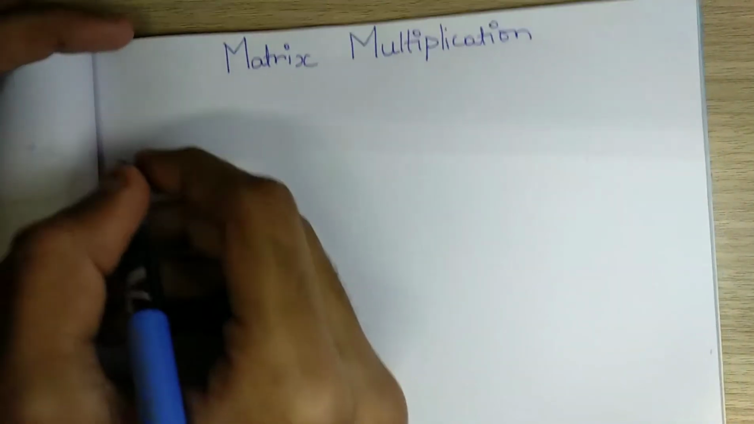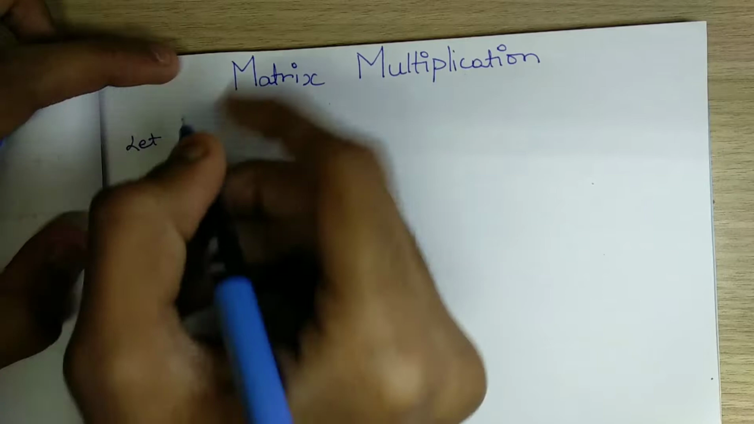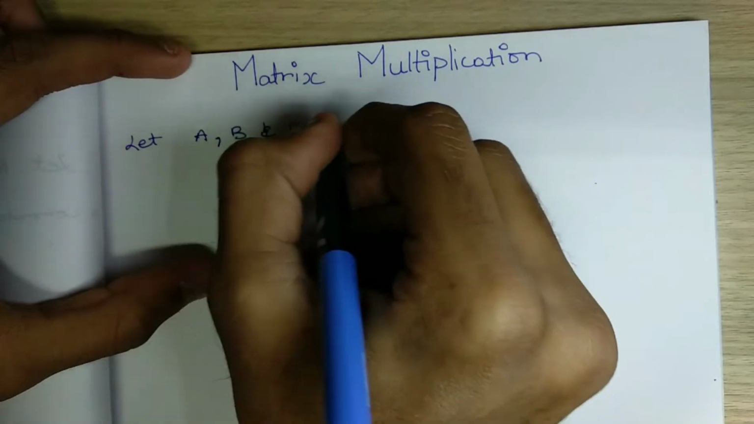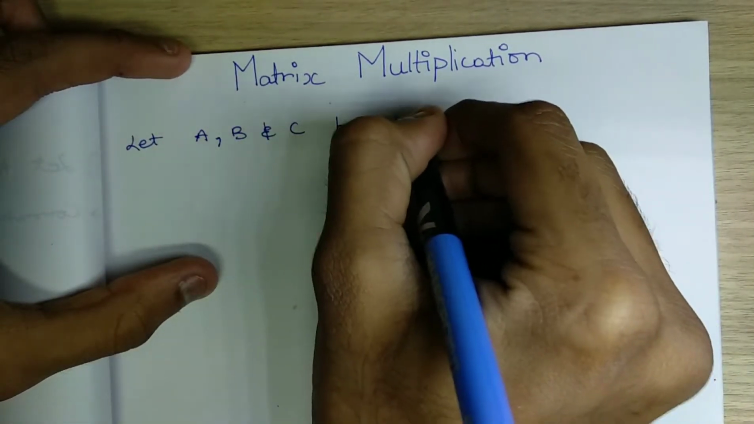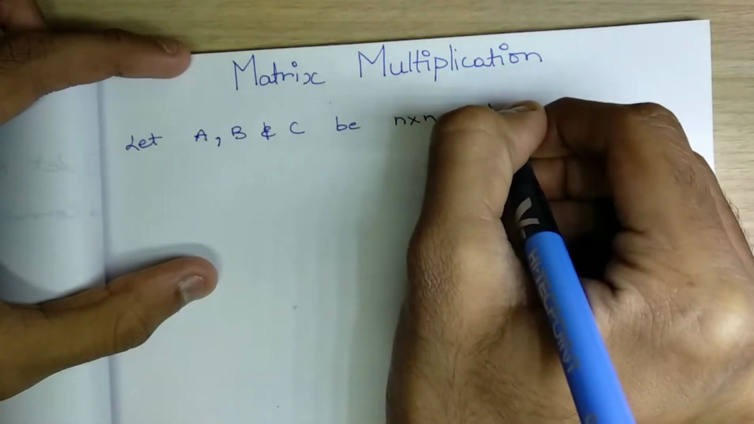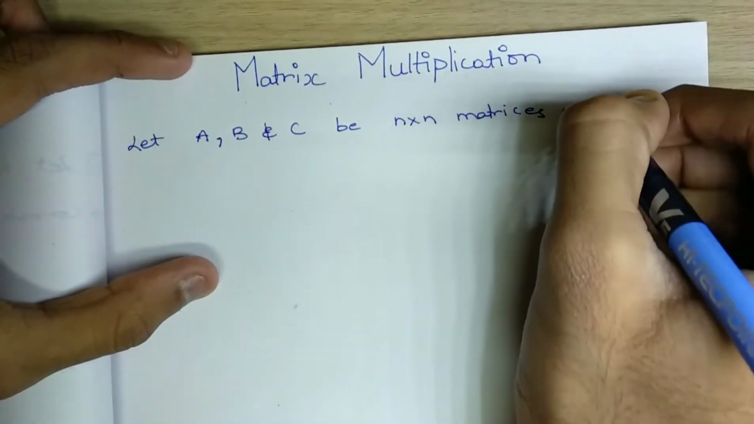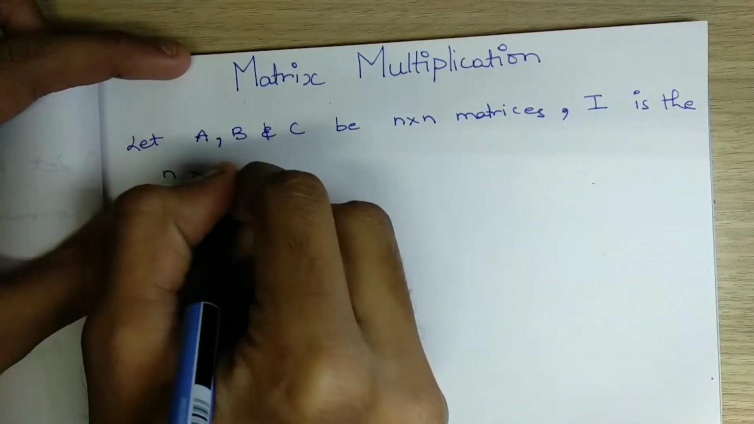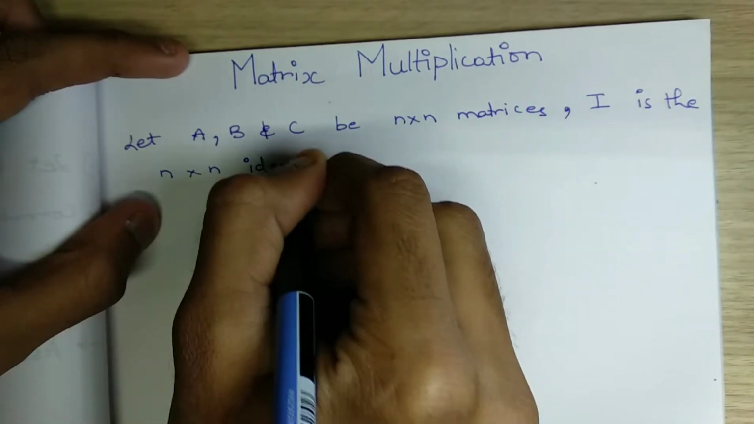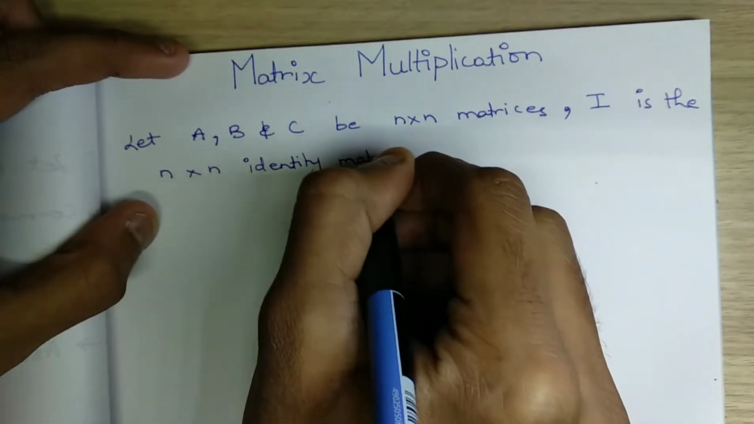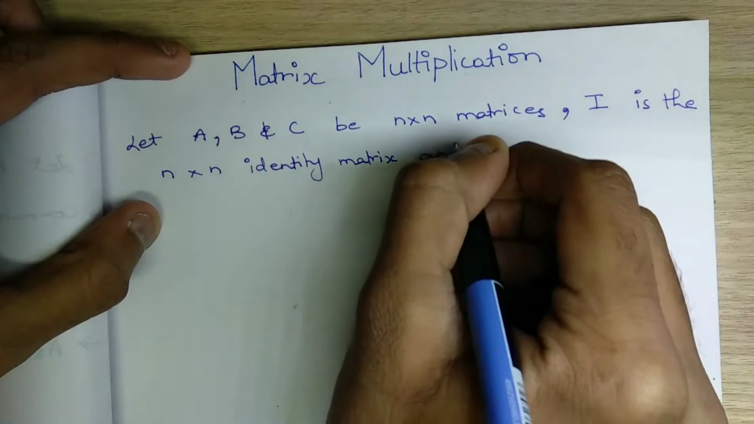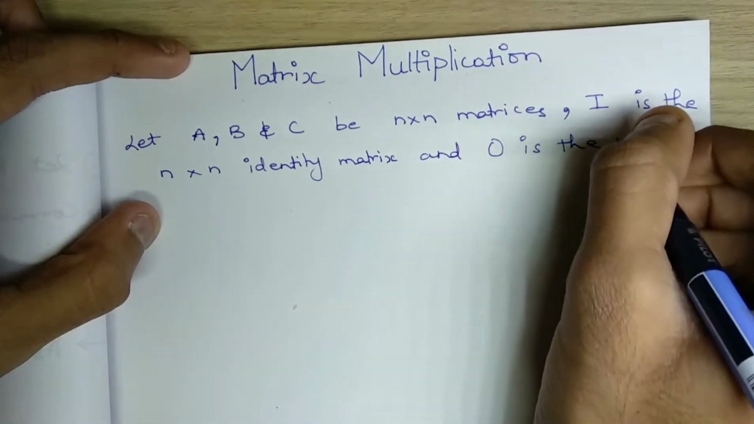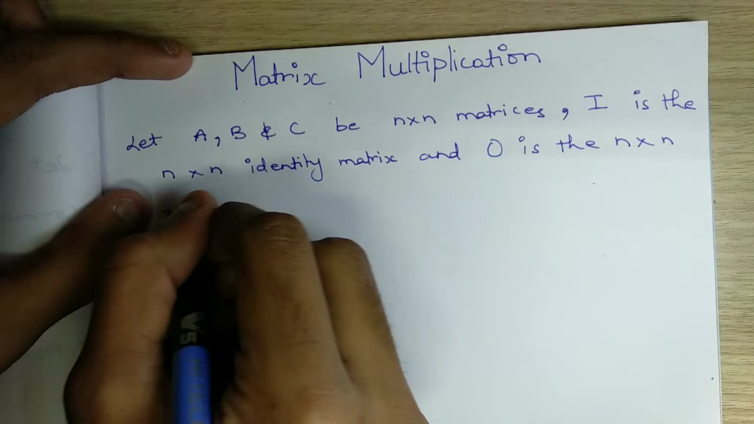So, let A, B, and C be n into n matrices, I is the n into n identity matrix, and O is the n into n zero matrix.